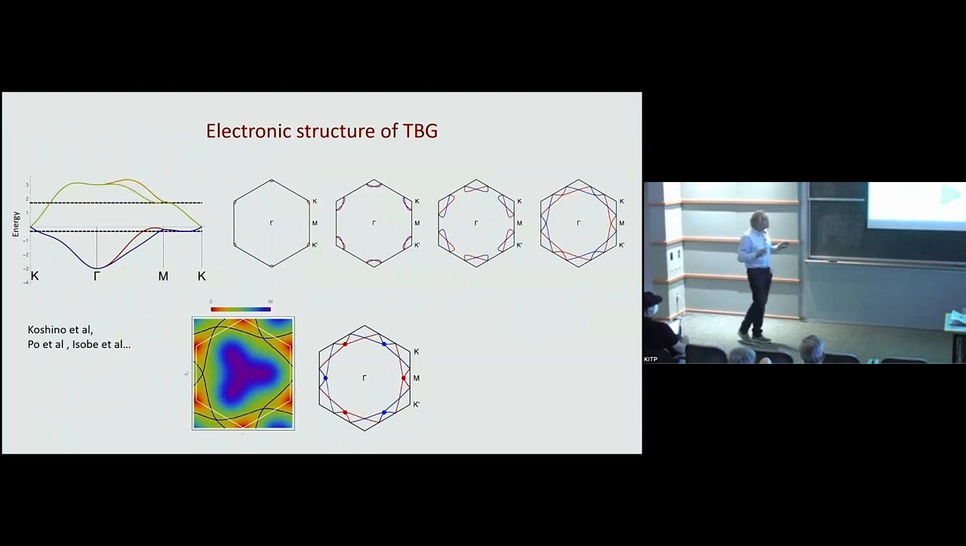Details don't matter, because whatever dispersion you write down, there must be a Van Hove point, because you start with small pockets around K and K prime. You end up with some large Fermi surface around the gamma point. So Van Hove must be there.